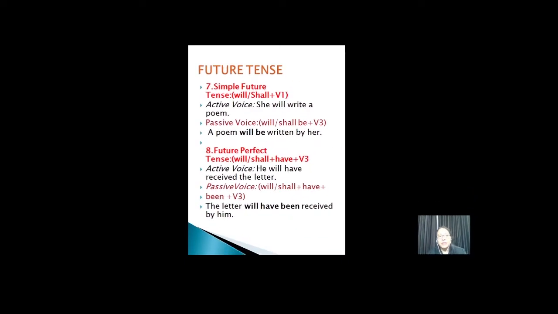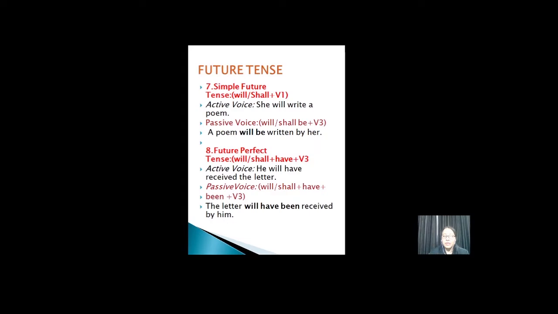So next we have future tense. Simple future: we use will, shall plus V1. In active voice, she will write a poem. Passive voice: will be and shall be. Again, one word is added, be. Will be and shall be plus V3. A poem will be written by her.